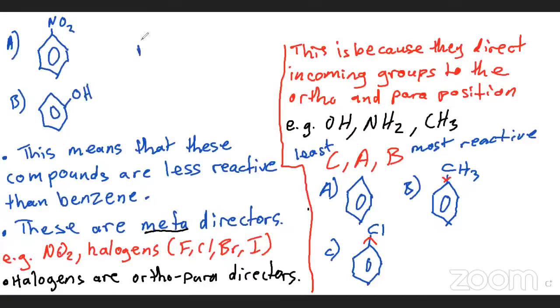If I am adding Br to these compounds A and B, I'm going to label the positions. You tell me your answer. So I'm going to label it A, B, C. In compounds A and B, I want you to tell me where the bromine would go, if it's A, B, or C, in compound A and in compound B. Which of the positions?